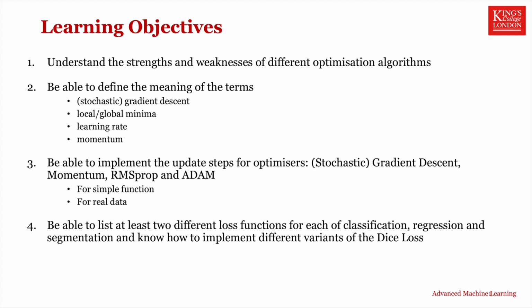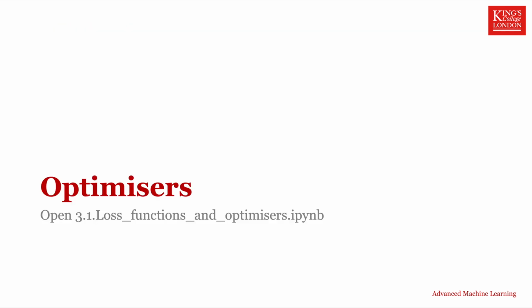Finally, we will review a range of commonly used loss functions, noting that these don't all work for all tasks. By the end, you should have at least 2 different loss functions at your disposal for each of classification, regression, and semantic segmentation problems. So starting with optimizers, this will be the main focus of the tutorial notebook this week.